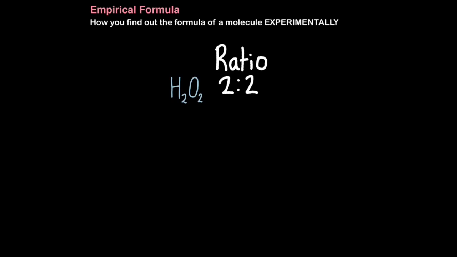Another way of thinking about it is the most simplified version of a molecule's formula. So hydrogen peroxide is H2O2. You can see the ratio of hydrogens to oxygen here is 2 to 2. This can obviously be simplified to HO, 1 to 1, because why not? The ratio is still the same, proportion still the same. So the empirical formula of hydrogen peroxide is HO. That's about as easy as it gets. Let's see the more complex version.